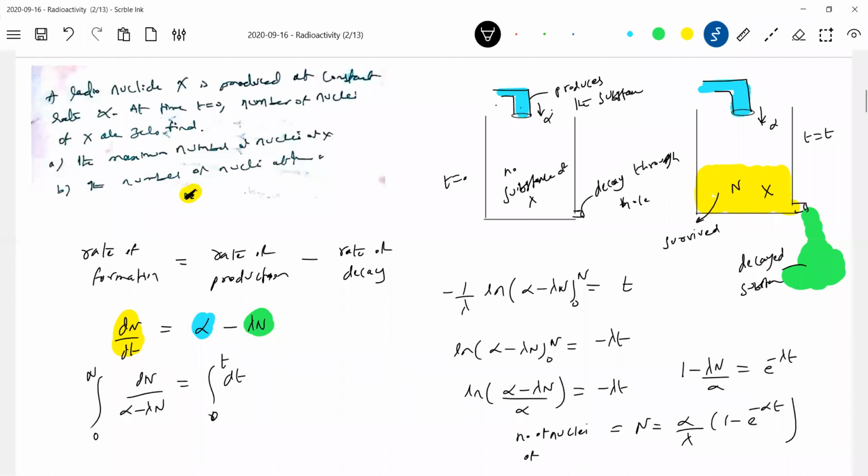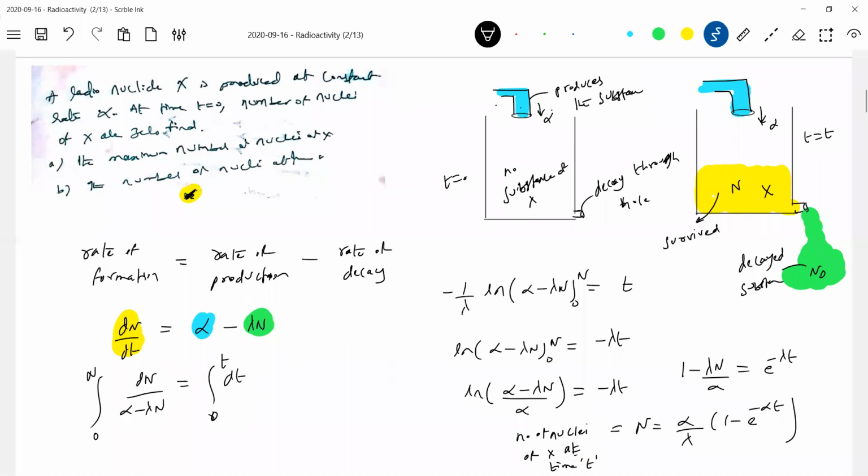Number of nuclei of X at time t. Okay, this is what? This one. How many decayed can we write as ND? Let me ask that one. How many decayed? Okay, let's complete the question.